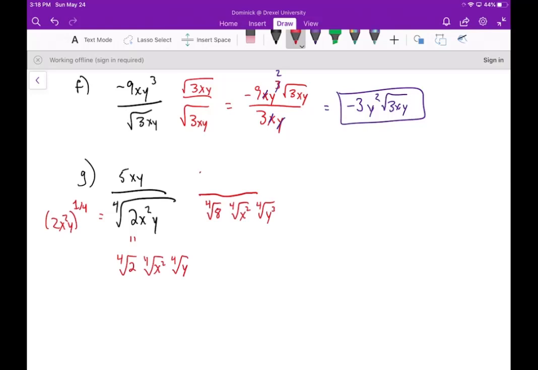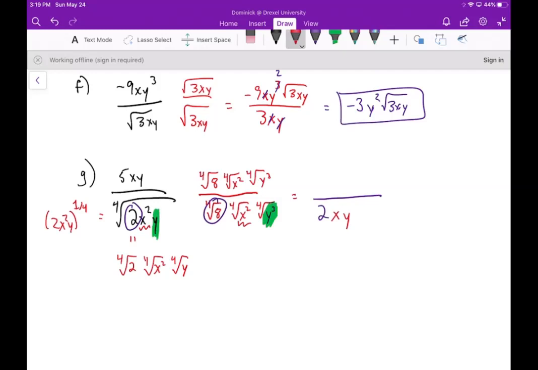So this is an even more clever way to do it. And of course, we'd have to do the same thing up top. And now what happens? Well, on the bottom, the fourth root of 2 and the fourth root of 8 give me a fourth root of 16, which is just 2. X squared and x squared give me x to the fourth, and if I take the fourth root of that, I get x. And then fourth root of y times fourth root of y to the third give me a fourth root of y to the fourth, which is just y.